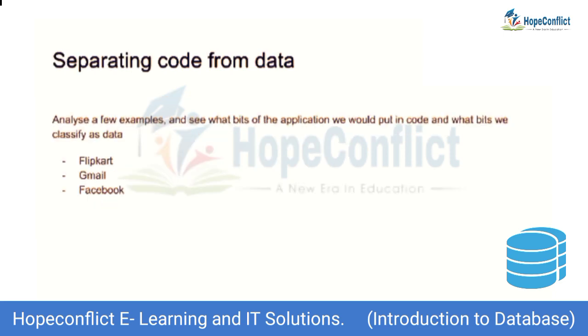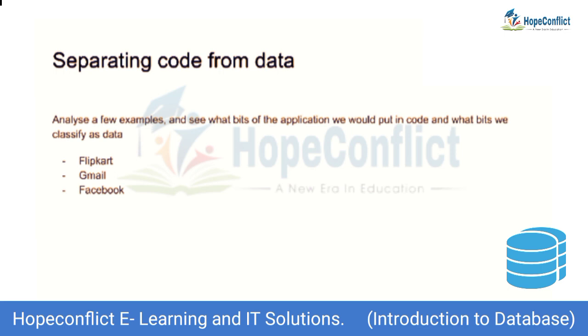It is important to understand that we need to separate code and data. We need to separate the part of our application that runs the application and is the logic of the application, and the part of the application that handles the data. And let's look at a few examples to make this separation of code and data more clear.